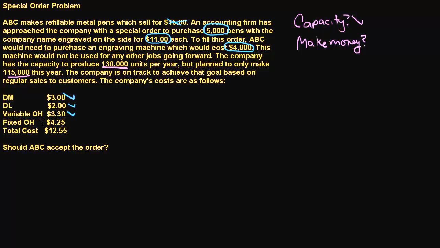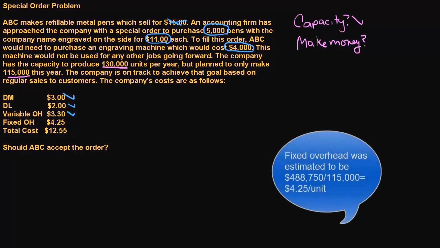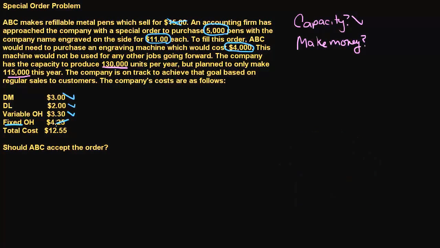It looks like it might be a variable cost, right? Because it's $4.25, but remember, it's fixed overhead. Fixed overhead does not change no matter how many units we make. So if our plan was based on 115,000 units and we're on track to achieve that goal, that means that our fixed costs are already covered. Fixed cost is not relevant.